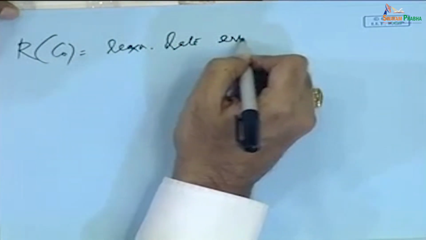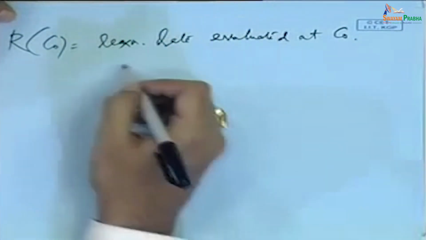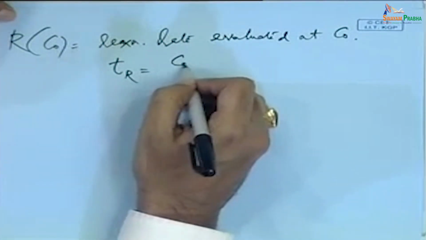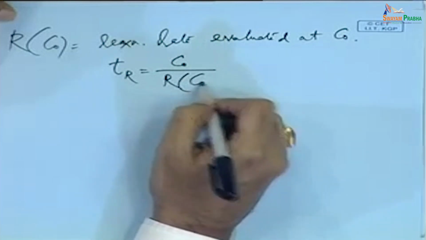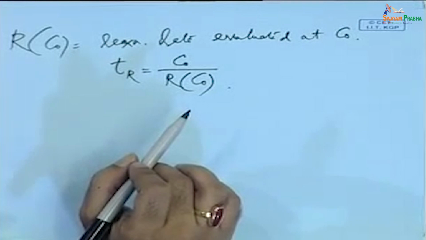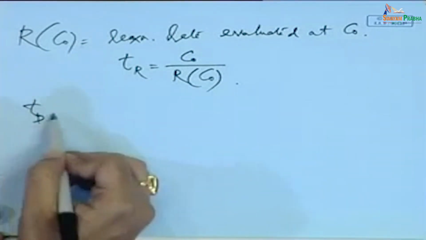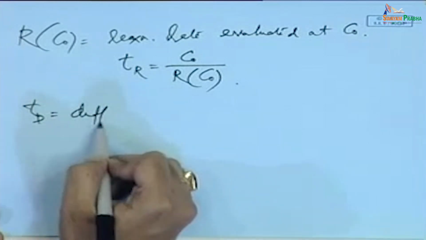Reaction rate evaluated at concentration C naught. Okay, so R C naught is fine. So, this is a generalized expression for any reaction rate we got. Now, we have to figure out what is the diffusion time.